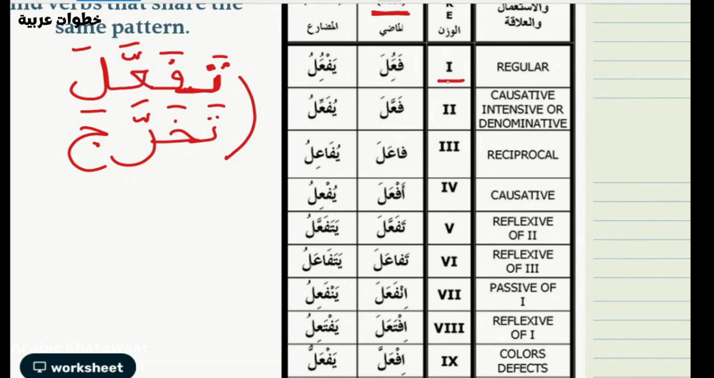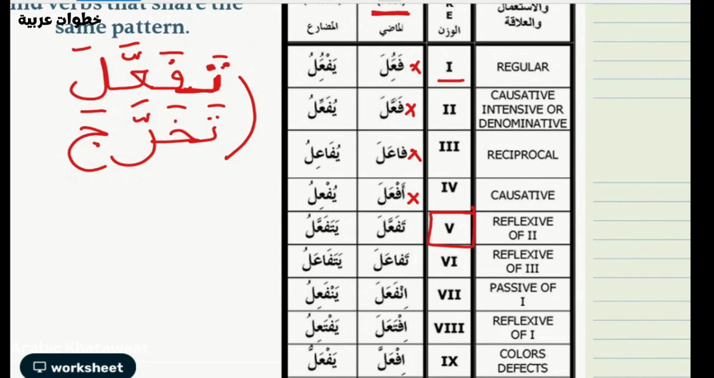So form 1 does not have a ta, no ta here. Form 2 has no ta. It has alif. Oh, here is form 5. So it's reflexive of form 2. So you see how form 2?